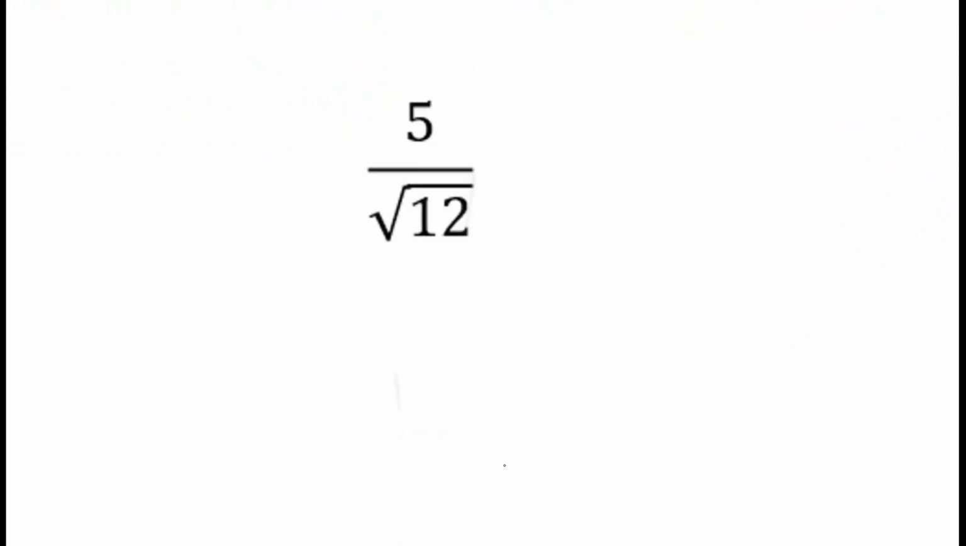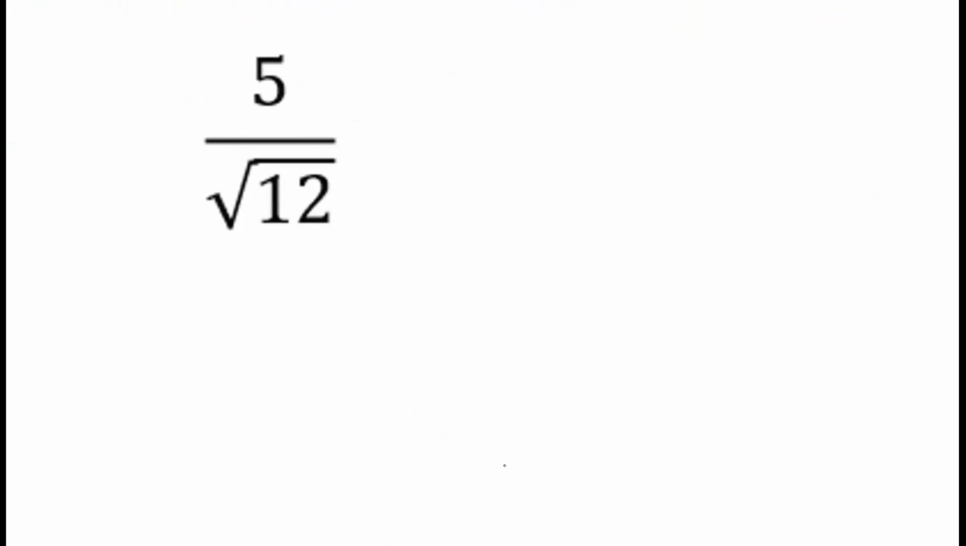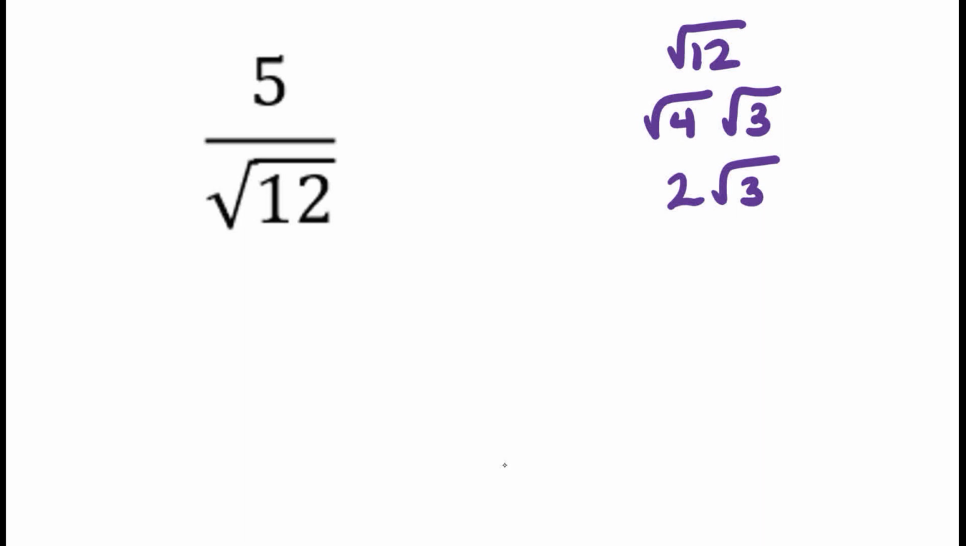Okay, the next one I have for you has a square root in the denominator as well, a root 12 in the denominator. You are welcome to multiply by root 12 over root 12 right off the bat and simplify it that way. Me personally, sometimes I prefer to simplify that square root and then rationalize at the end. So if I simplify root 12 off to the side, 12 has a perfect square factor of 4, so I can write it as root 4 times root 3, which reduces to 2 root 3. So my problem is really 5 divided by 2 root 3.